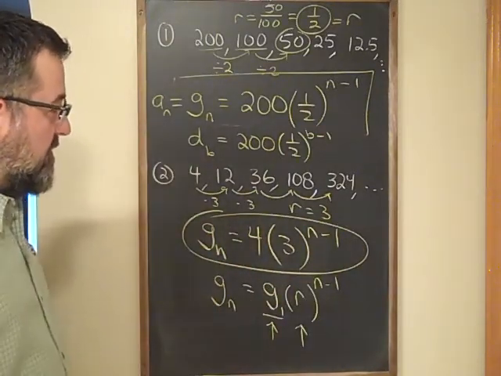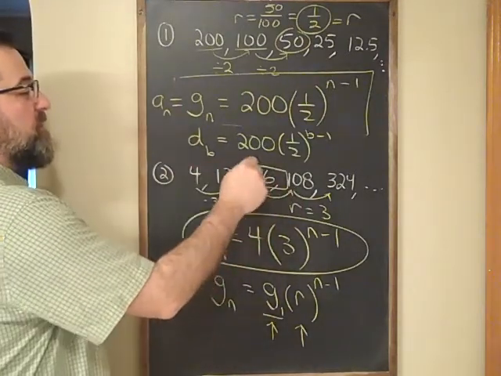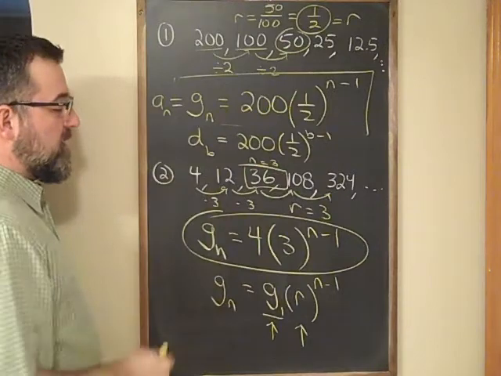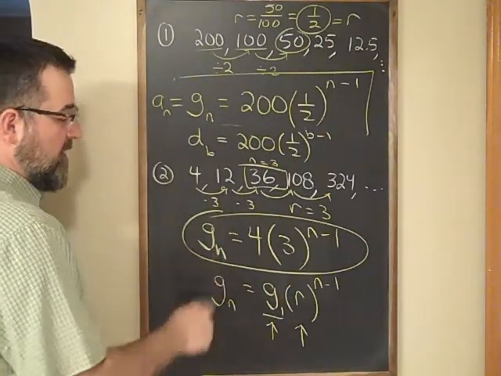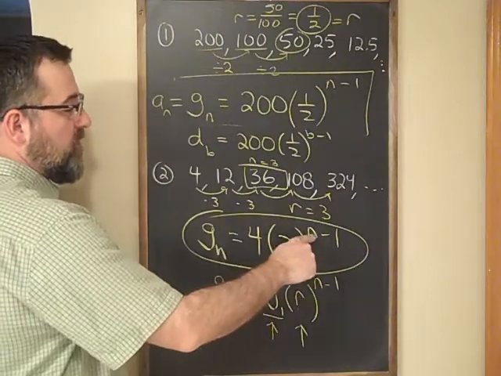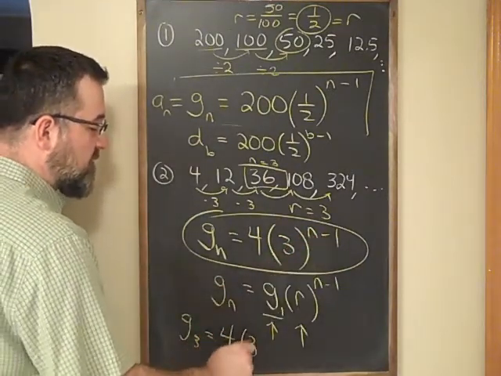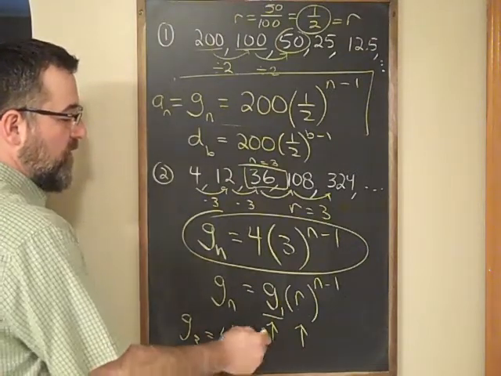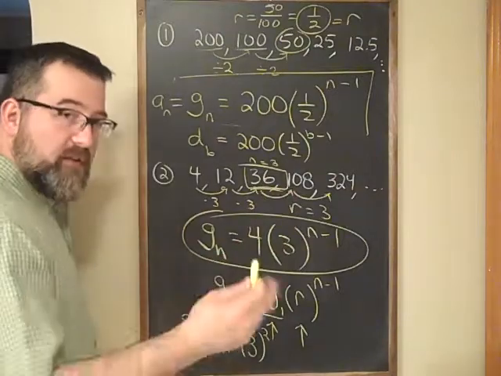If you want to check it, we could check to see, can we get that one? This one is the third term, n equals 3. So if we find g sub 3, that tells us our n is 3. So we put 3 in for n. 3 minus 1 is 2. So we're going to have 4 times 3 to the 2. 3 to the 2 is 9. 9 times 4, 36. Verified.